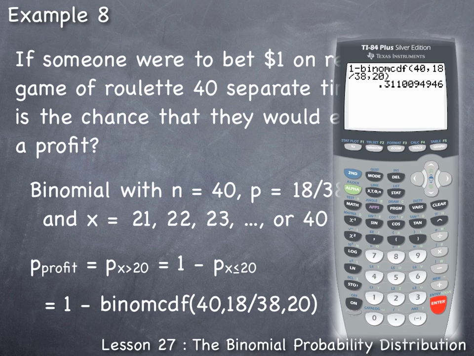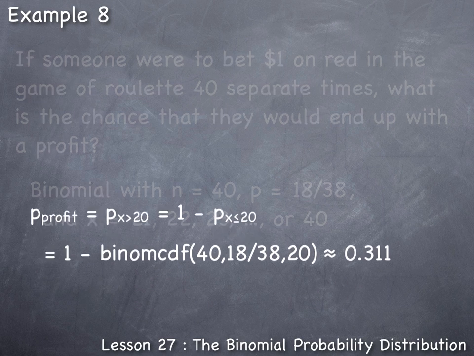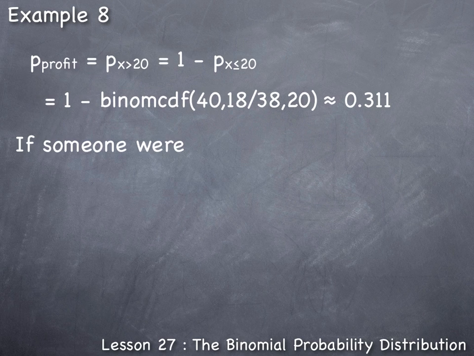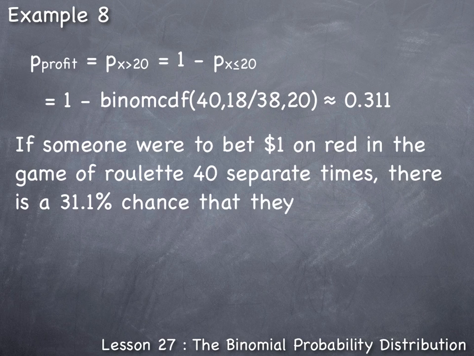And here's our chance. Rounding to 3 places after the decimal, we get 0.311 for our result. Thus, the probability they end up with a profit is equal to 0.311. So, if someone were to bet $1 on red in the game of roulette 40 separate times, there is a 31.1% chance that they would end up with a profit.